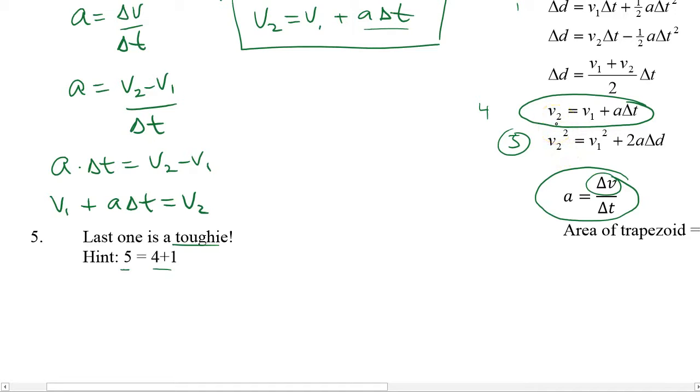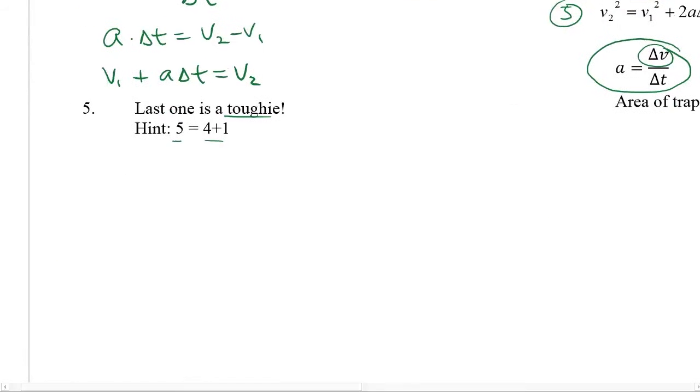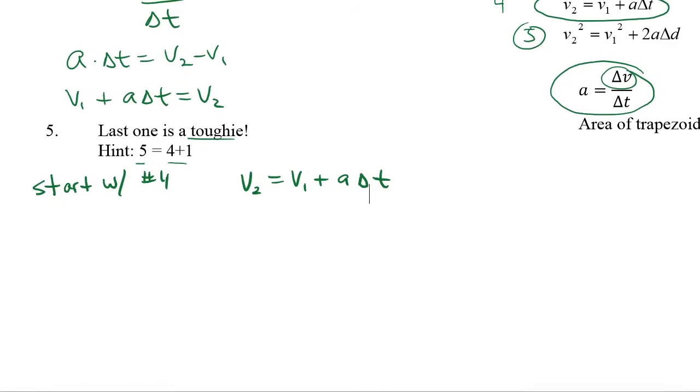So what we're going to do is start with equation number 4, and we just solved it. So it's right there, v2 is equal to v1 plus a delta t. Now, in order for us to make it look like this, we're going to square both sides. So we'll square this side, and we'll square this side.